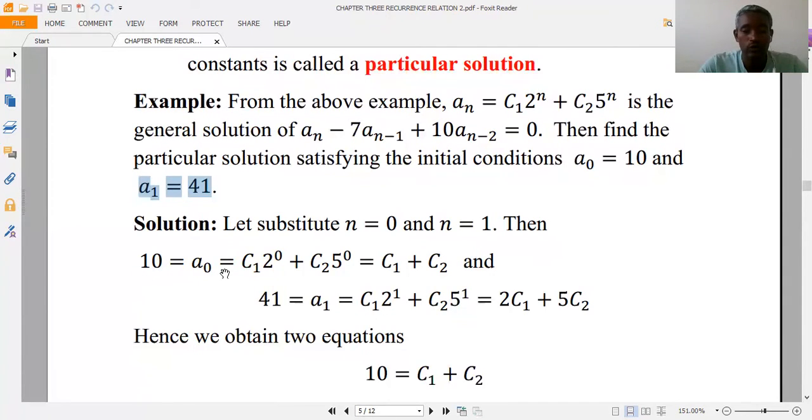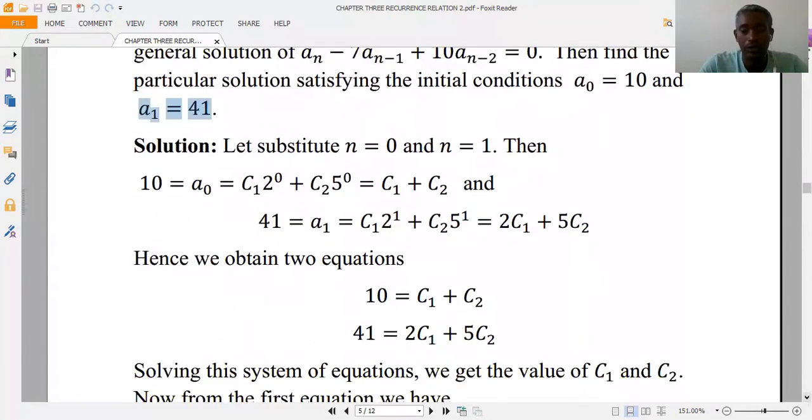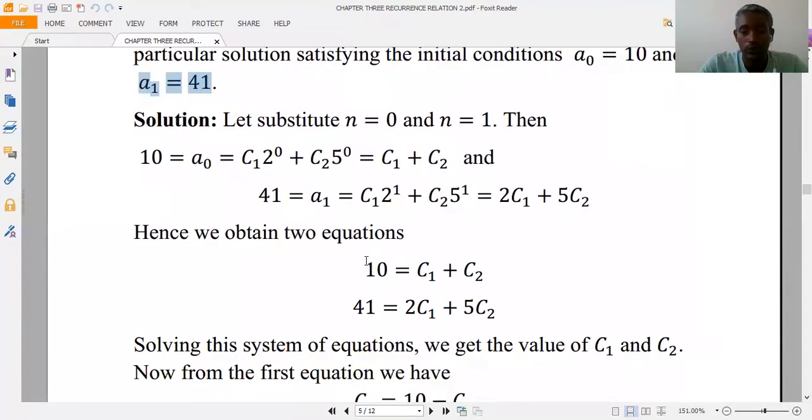10, which is equal to a0, is equal to c1 times 2 to the power of 0 plus c2 times 5 to the power of 0, which is equal to c1 plus c2. And substituting n equals 1, 41, which is equal to a1, is equal to c1 times 2 to the power of 1 plus c2 times 5 to the power of 1, which is equal to 2 times c1 plus 5 times c2. So we obtain 2 equations.